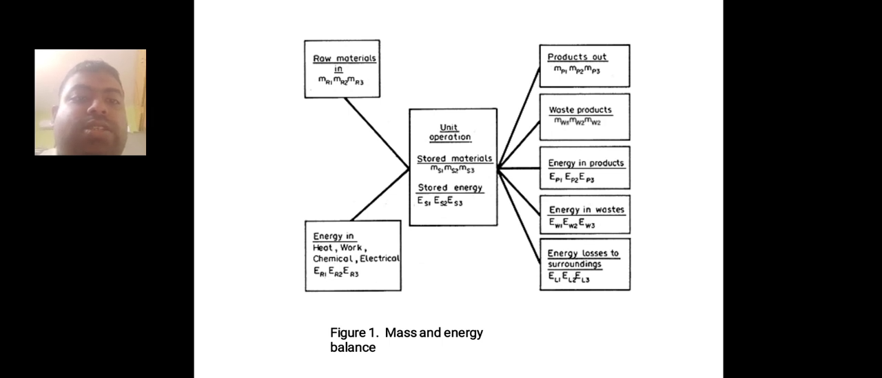In this, the energy, which is heat, work, or chemical or electrical work, and the feed materials are converted to stored material and stored energy, and released as products out, waste products, energy in products, energy in waste, and energy lost to surroundings. This is the diagrammatic sketch of mass and energy balance. In this, what comes in must come out.